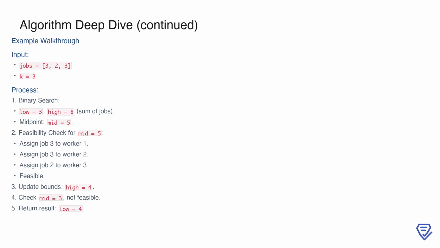We then update the upper bound to high equals 4. Next, we check mid equals 3, but this time, it's not feasible to distribute the jobs without exceeding the threshold. Finally, the binary search converges, and we return low equals 4 as the smallest maximum workload achievable. This example highlights the efficiency of combining binary search with backtracking to systematically arrive at the optimal solution.